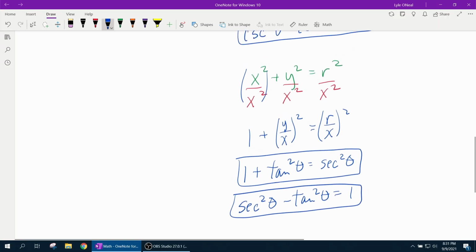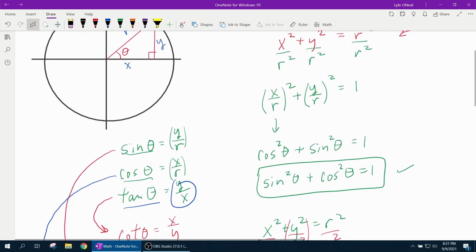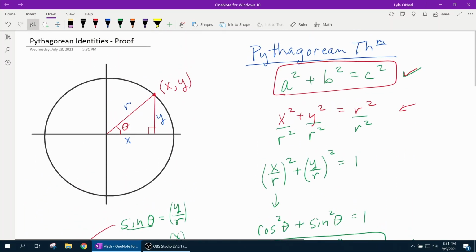And that's going to do it for this particular video, showing how we can generate all three of the Pythagorean identities using the Pythagorean theorem and the circle.